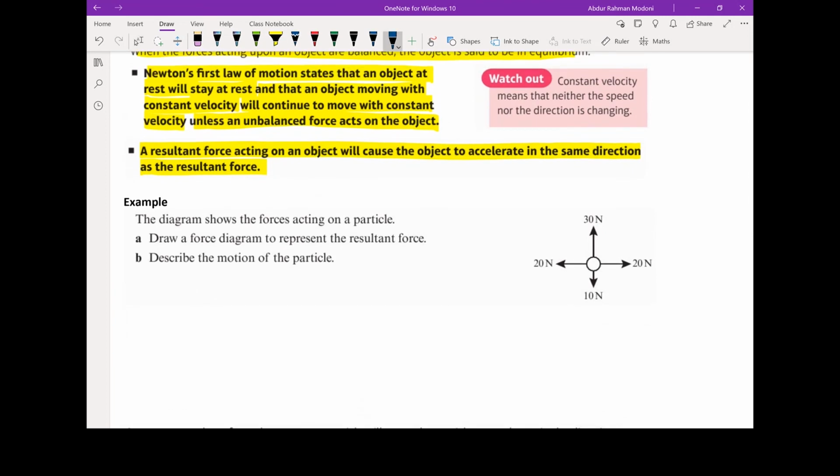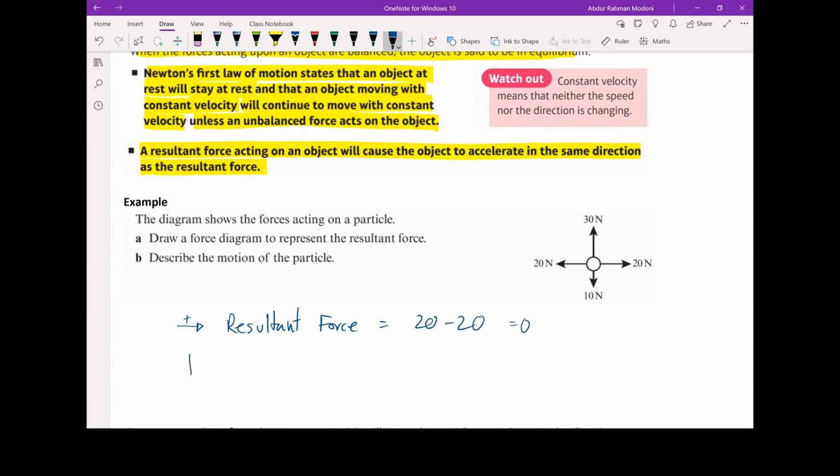Let's take a look at applying Newton's first law here. The diagram shows the forces acting on a particle. Draw a force diagram to represent the resultant force. We've got 20 newtons to the right, 20 newtons to the left. So in this case, the resultant in the horizontal direction is 0. I'll indicate horizontal right as positive, and I'll say the resultant force in the horizontal direction is equal to 20 minus 20, which is equal to 0.